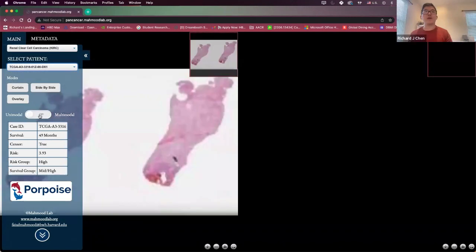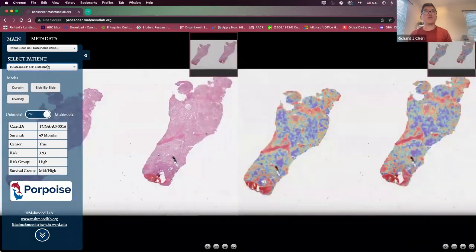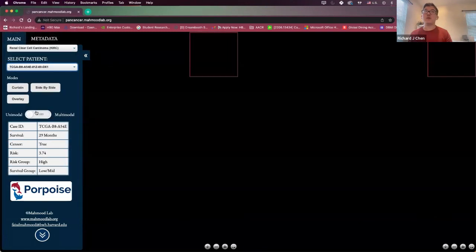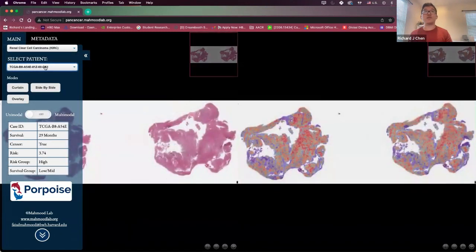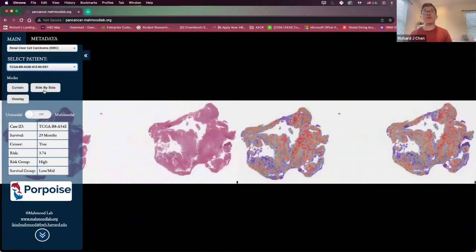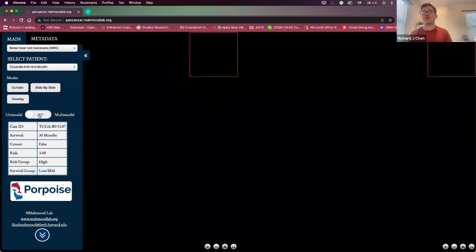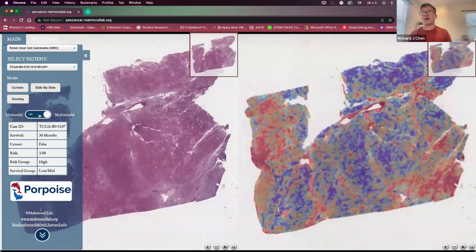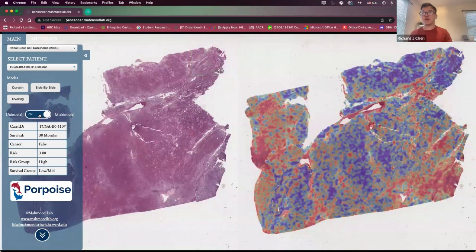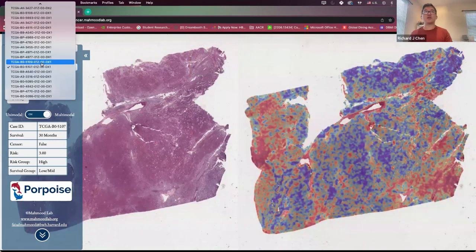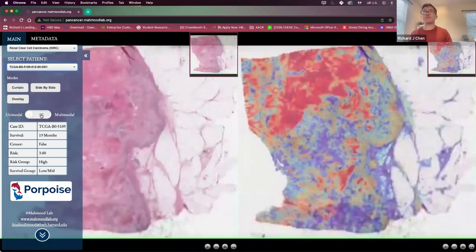I think one of the main weird things that we found was that when we used multimodal networks, some of the interpretability heat maps tended to just shift. Whatever the unimodal model looked at, the multimodal model just looked at the complete opposite.